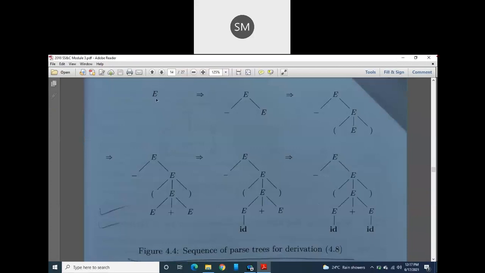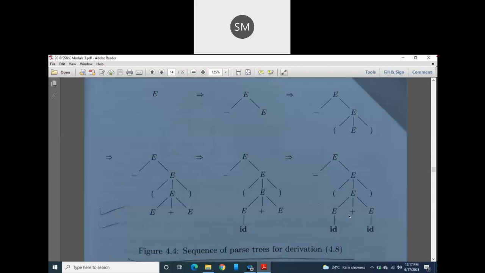So the first parse tree contains only one node, that is E, which is the root node, which is the start symbol. Then after that start symbol, this E is deriving minus E. Then this minus is here and this E is replaced by parenthesized E. Then again, in the next step, this E is expanded as E plus E. And again, this E is replaced by identifier. And at the last step, this E is replaced by identifier. This is the resultant parse tree. Just now on the previous page, I showed you this same parse tree, right? How we constructed that parse tree, I am telling you step by step, from top to bottom.